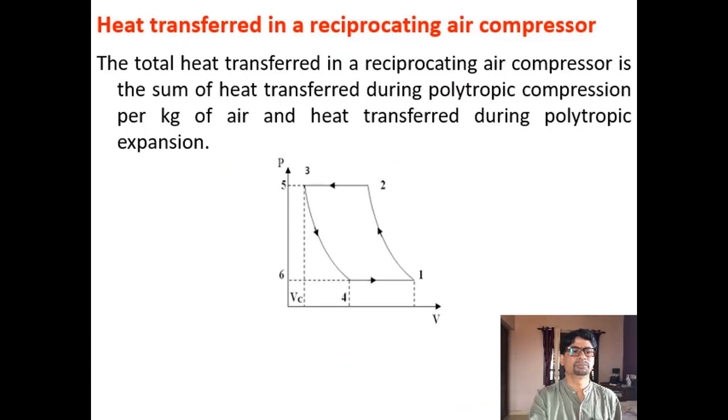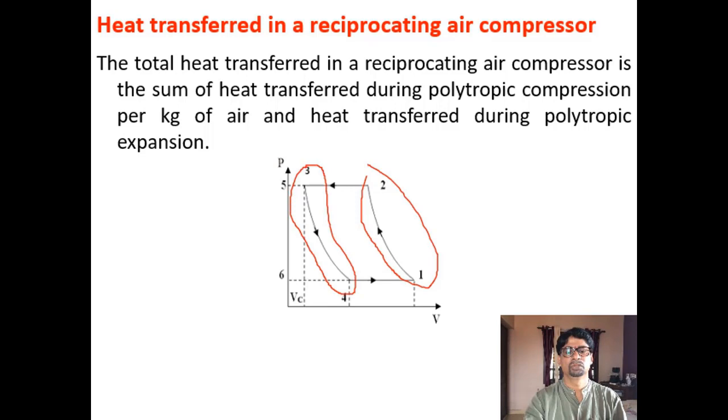Now in this lecture we will discuss the heat transferred in a reciprocating air compressor. So the total heat transferred in a reciprocating air compressor is the sum of heat transferred during polytropic compression per kg of air and heat transferred during polytropic expansion per kg of air. That means the polytropic compression is 1 to 2 and polytropic expansion is 3 to 4. So only during these two processes, there is heat transfer.